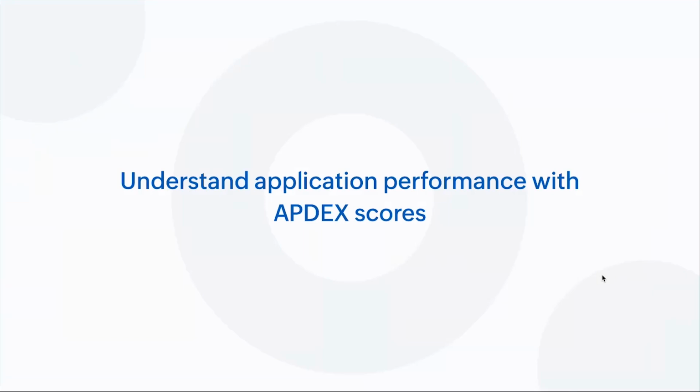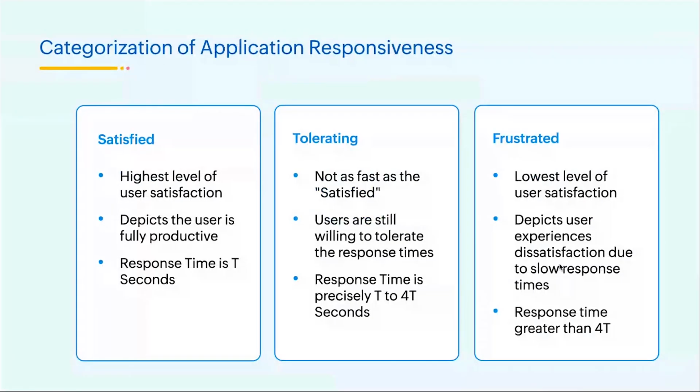So now let's understand the application performance using APDEX scores. APDEX, like I mentioned, stands for Application Performance Index. It's a standardized metric used to evaluate user satisfaction based on the responsiveness of the application. So it helps organizations understand how users perceive application performance and identify areas that need optimization.